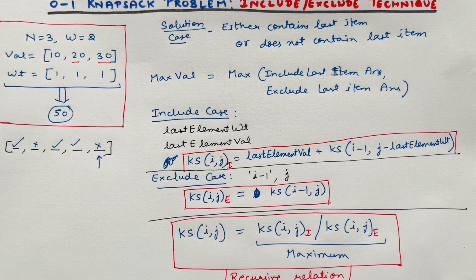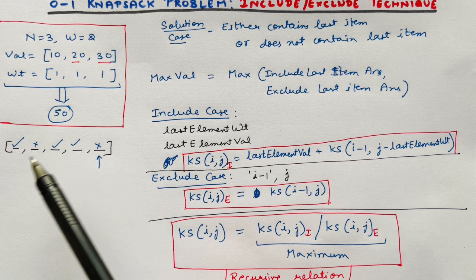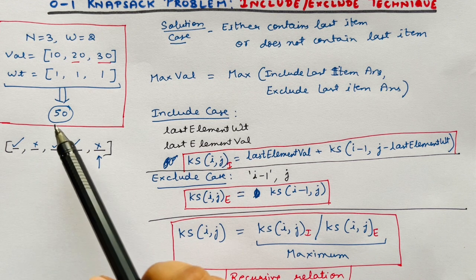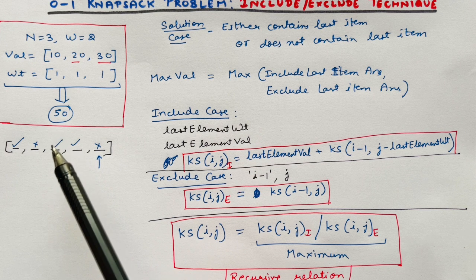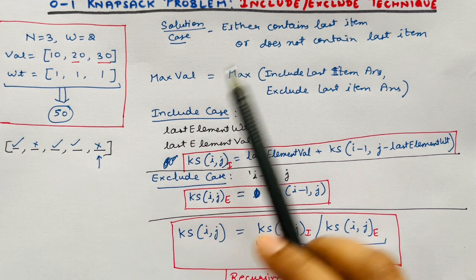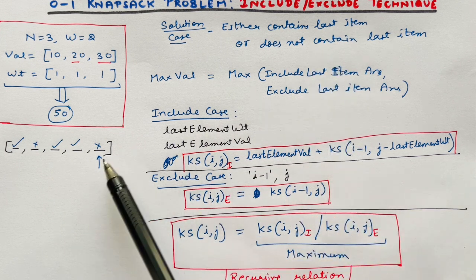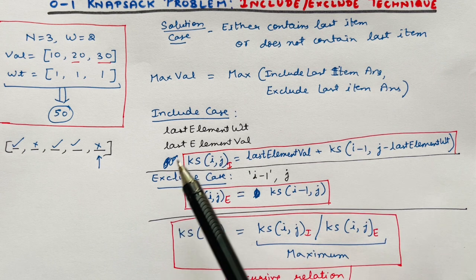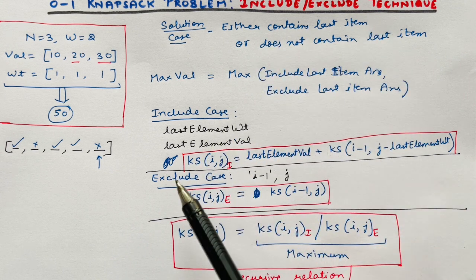Before moving to the bottom-up approach, let us first briefly recap how we solved this problem using the top-down approach. First of all, we made an observation. We thought that whatever combination of items leads to the maximum value, that combination of items will either contain the last item or it won't contain the last item. That was a fair statement to make.